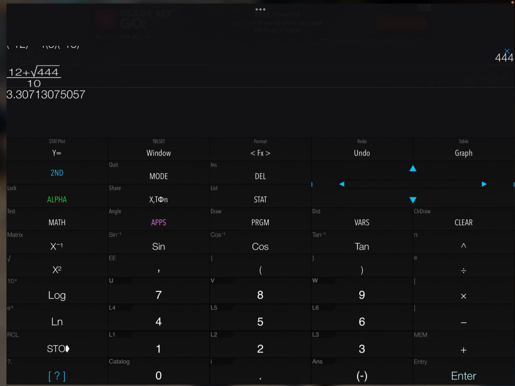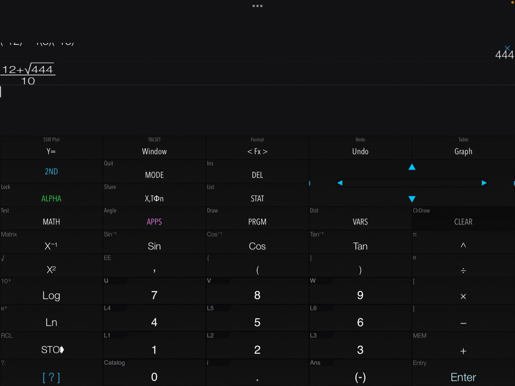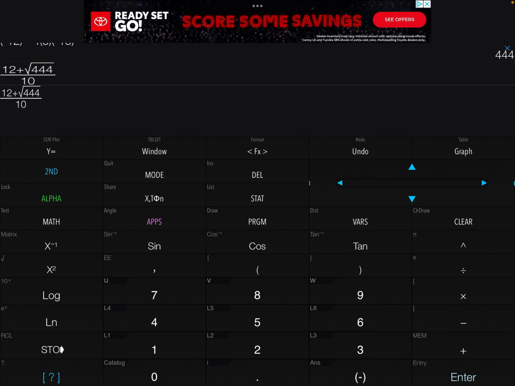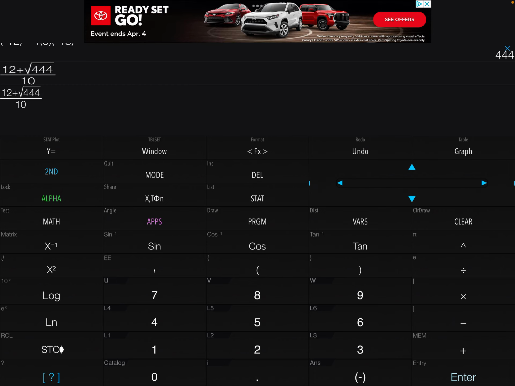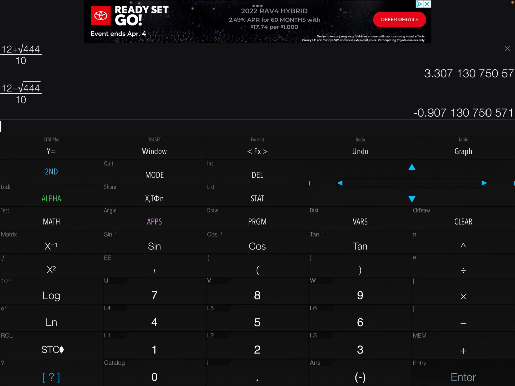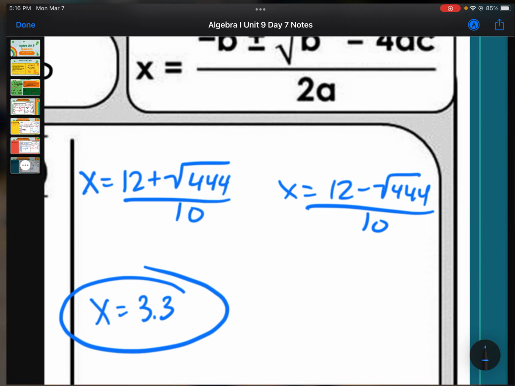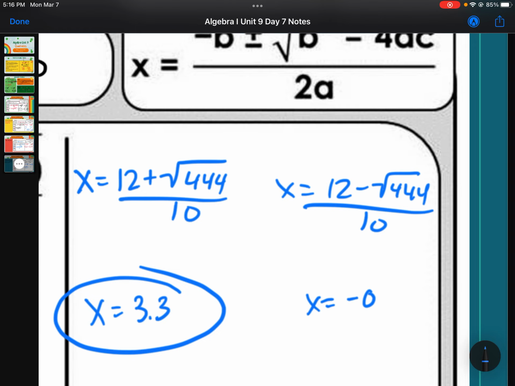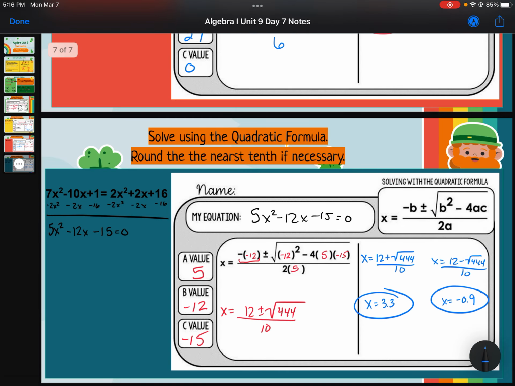Now the subtraction problem. So I'm going to duplicate and make this subtraction. I get negative 0.90. So the second 0 after the 9 tells the 9 to stay the same. 5 or above, we round up. So that is negative 0.9. That's our last question.